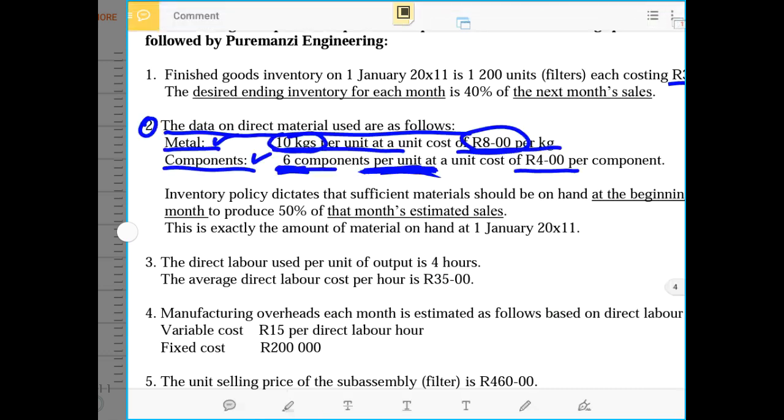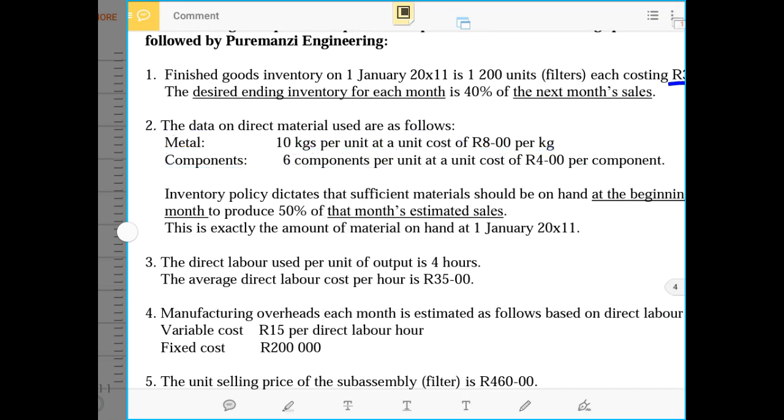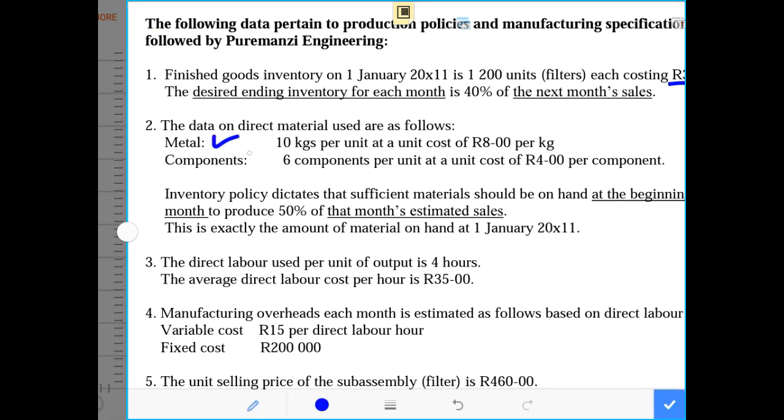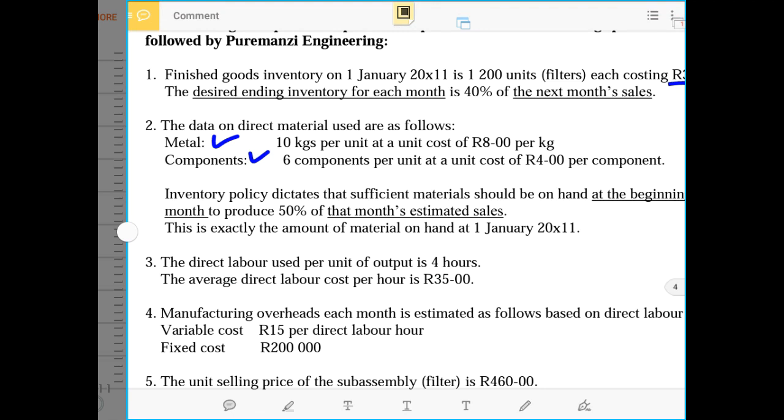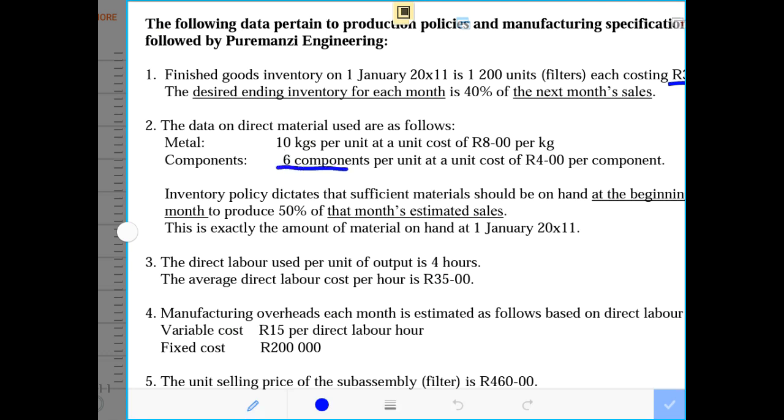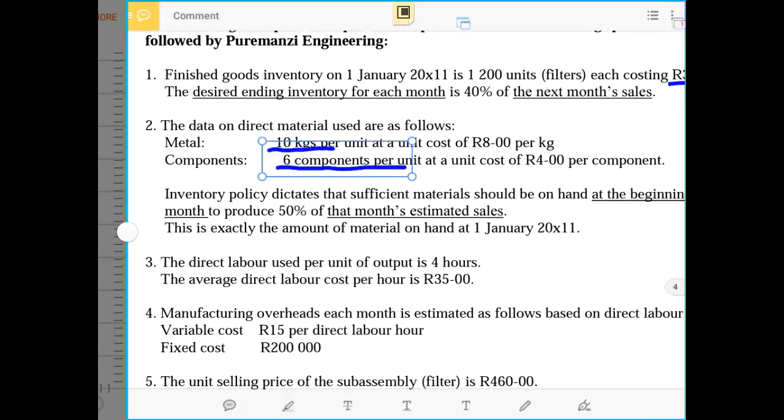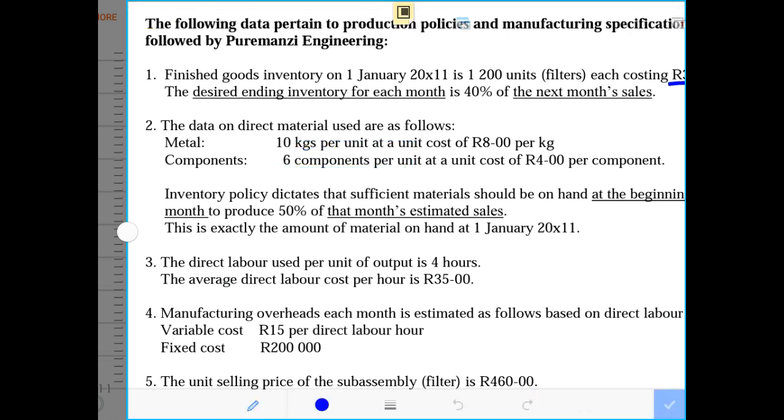So in this case, we have two materials that are needed for 1 unit to be complete, and those 2 materials, the metals and the components, are at different prices, 8 rand and 4 rand. The components require 6 per unit and the metal requires 10 kgs per unit for 1 unit to be complete, and this information is very crucial.